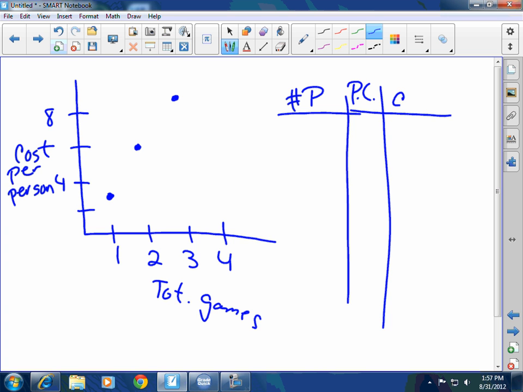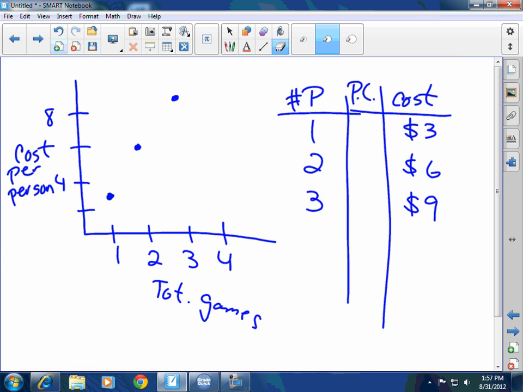Processing column, cost. One person costs $3. 2 people cost $6. 3 people cost $9. What did I do to the number of people to get $3? Well, I could add 2. That works for that one, but 2 plus 2 is not 6, so adding 2 does not work. How else can we get from 1 to 3?